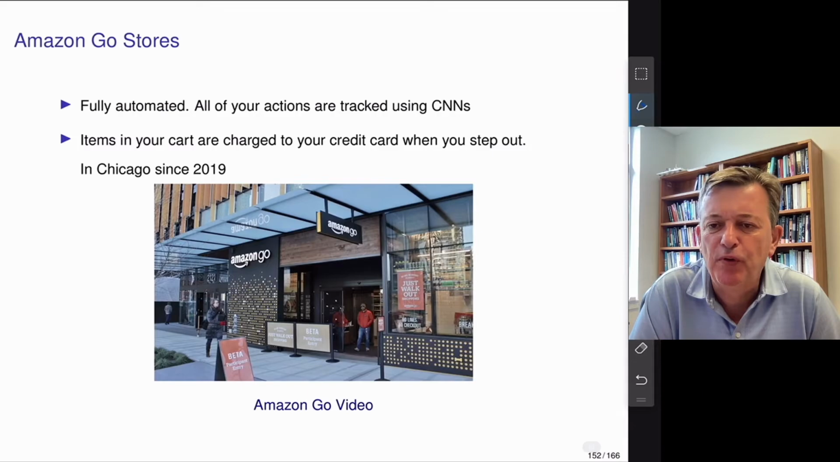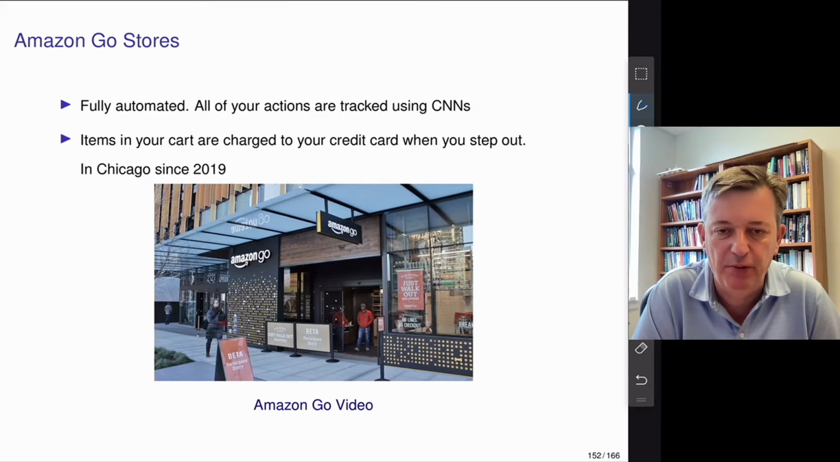Maybe you've all seen an Amazon Go store. I think I went into one of the first ones in Seattle and found it quite interesting, where you just walk in with your phone, pick up whatever you want, and essentially just walk out. It can figure out what you've bought and how to charge you, and everything is just seamless.